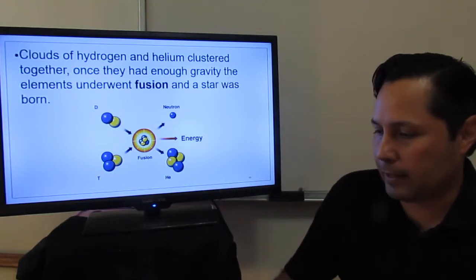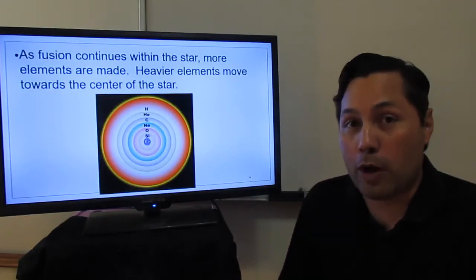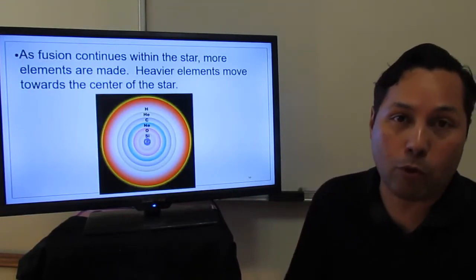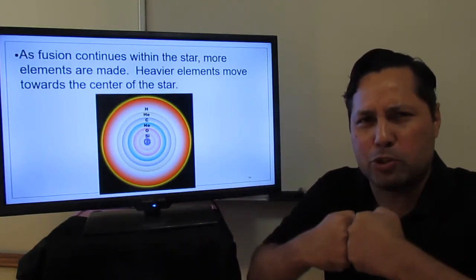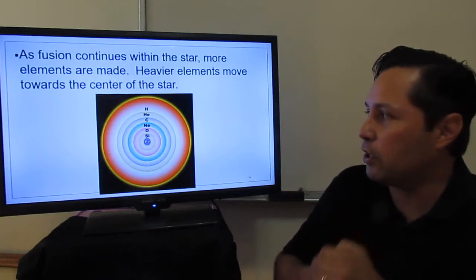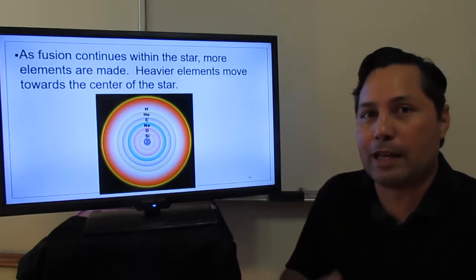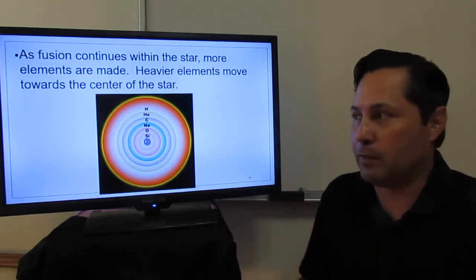Then it'll start making a lot of helium. Along the way, that star is going to continue making more elements. It gets one element here, another element right there, and the gravity pushes them, and again they fuse into each other, and that continues, and you start making more of the heavier elements.